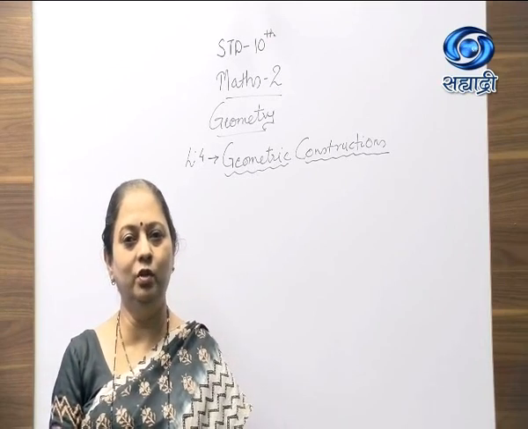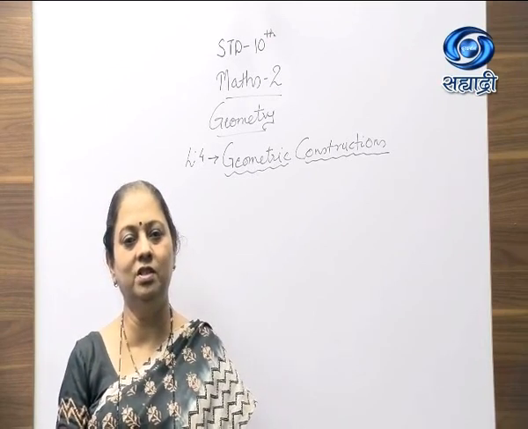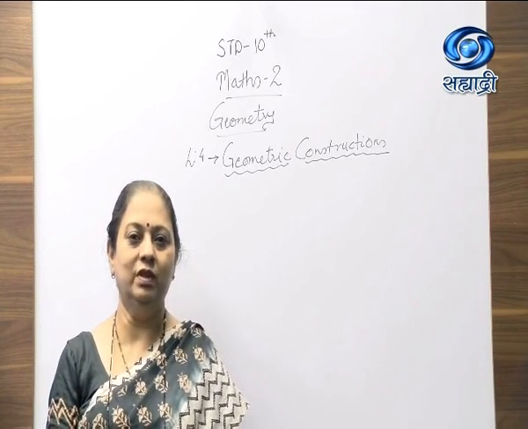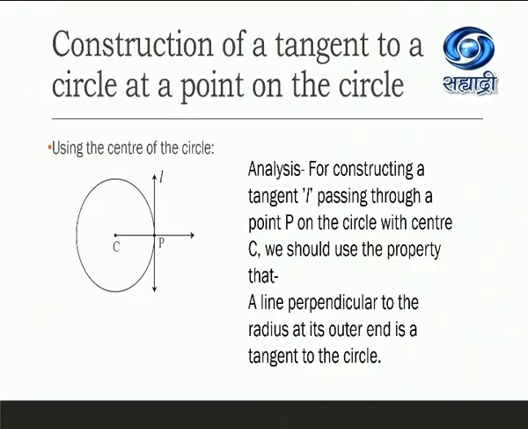Again, I am requesting you to be ready with your geometrical construction box, pencil, eraser and your classwork. Let's learn now. So now let's learn construction of a tangent to a circle at a point on the circle. Here there is a point on the circle, from that the tangent should pass. Now first is using the center of the circle.